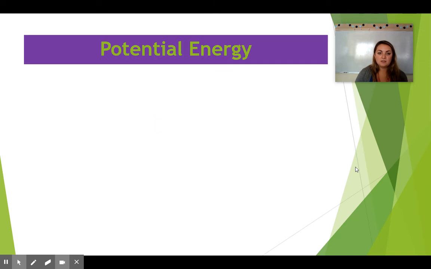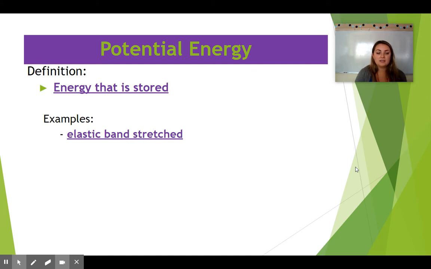So the first type of energy that we're going to talk about is potential energy. The potential energy definition is energy that is stored. And just like the name suggests, it has potential to do something. It doesn't mean that it's necessarily doing something right now. It's stored energy, it's waiting to be used, but it is there to be used potentially. Some examples are an elastic band being stretched. When you stretch an elastic band, it's not actually doing anything, but there is energy stored in that stretch that could be used if you were to let go.